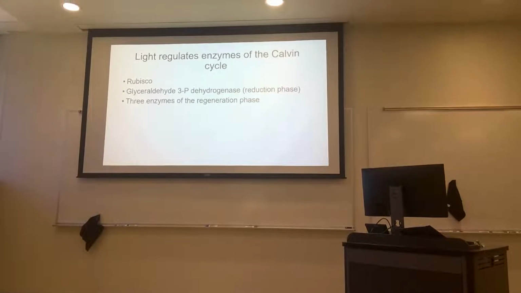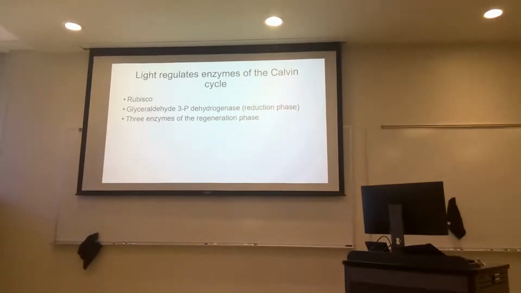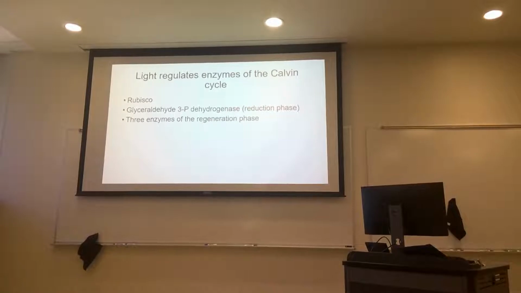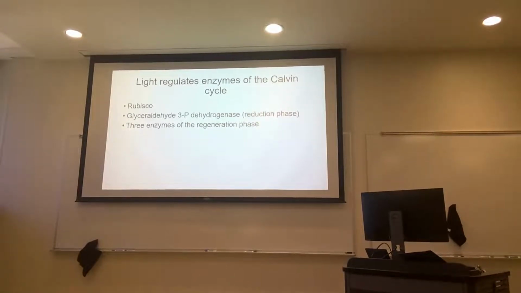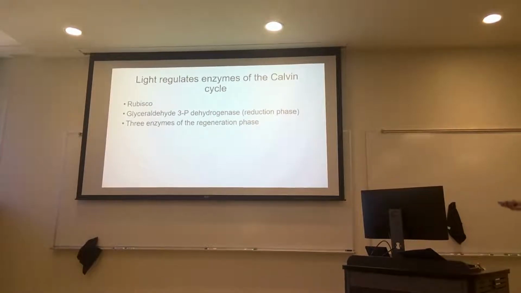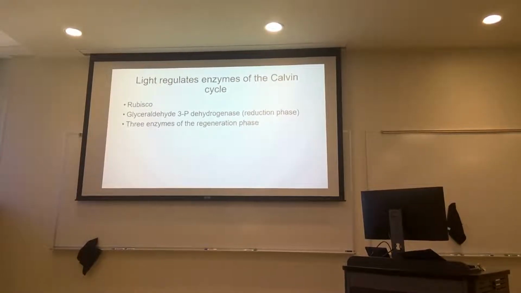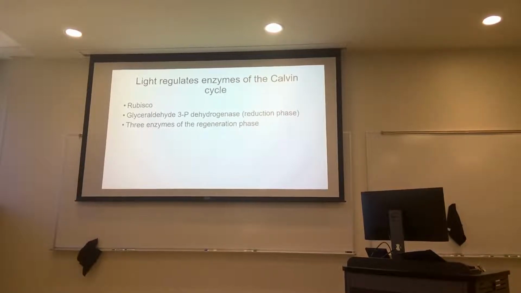So there are multiple enzymes, I'm just showing you. Light can directly activate Rubisco and can directly activate enzymes. Basically, Rubisco is the carboxylation phase, and there are enzymes in the reduction phase and in the regeneration. So different enzymes of the entire process need light to be activated.